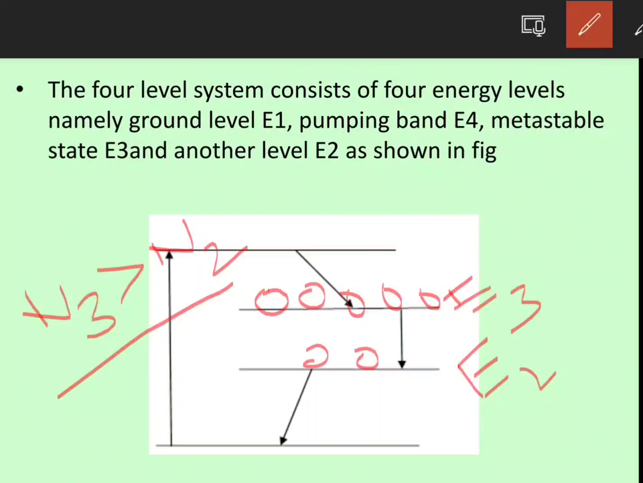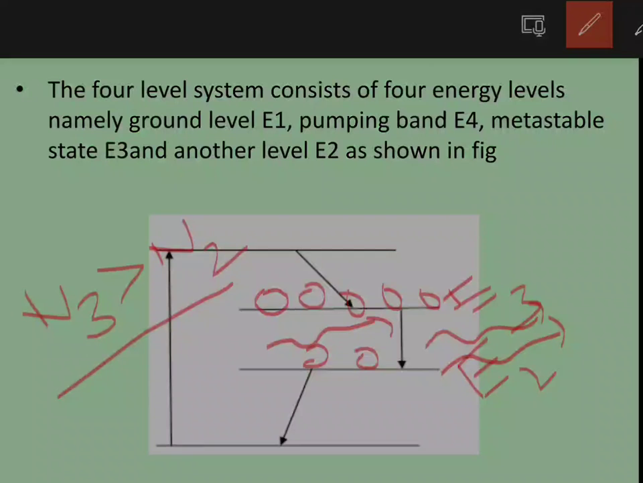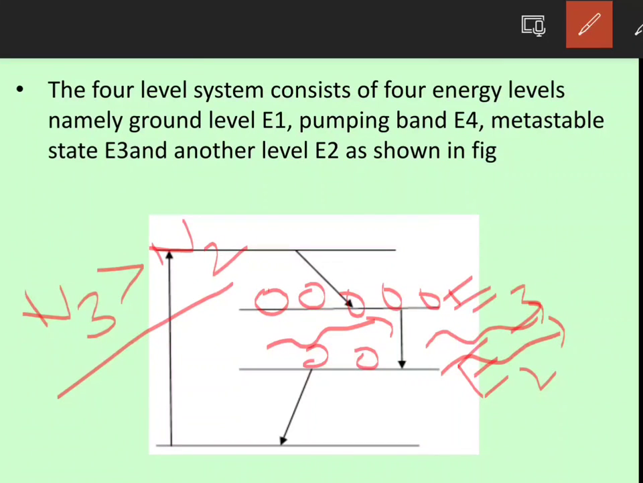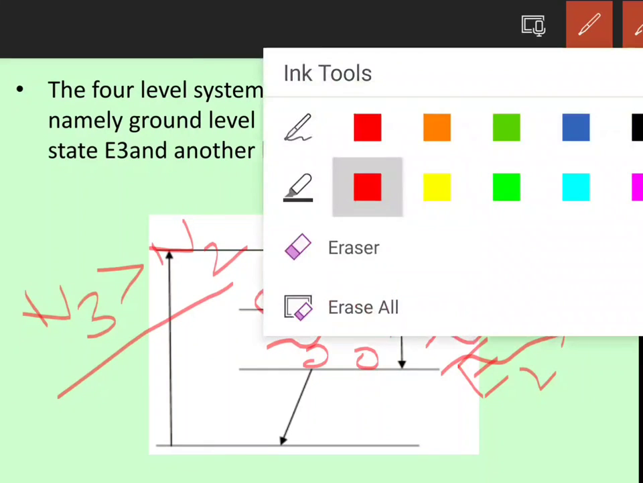Then automatically, by giving 1 photon of energy, the atoms in the E3 energy level jump to the E2 energy level by emitting 2 photons of energy. So simply it is a radiative transition. That means here the output is a laser. So this is the 4-level pumping scheme.